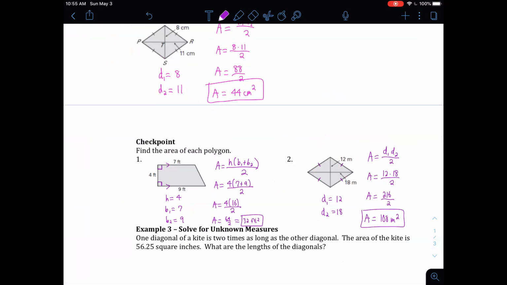Okay. Now let me look at this next example, because it looks like it's kind of confusing. I don't want to confuse you guys too much.